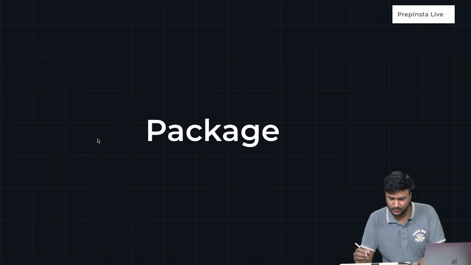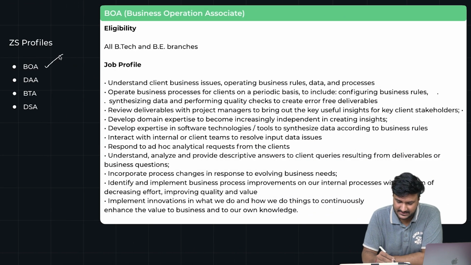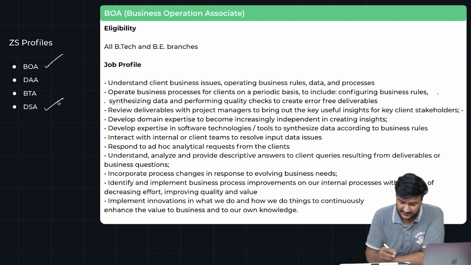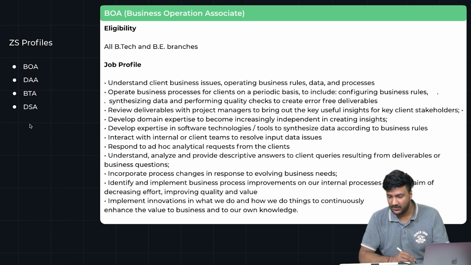So basically there are these profiles which are offered by ZS. The first one is called BOA, that is Business Operations Associate. Then DAA, Data Analyst Associate. And then BTA, Business Technology Analyst. And then there's one more called DSA, which is Data Science Analyst. This one has a higher package than these 3, and it is not offered in a lot of colleges. This is only relevant for premium colleges.